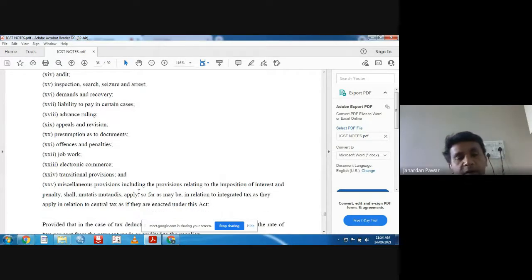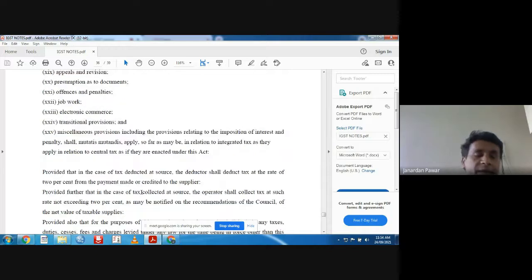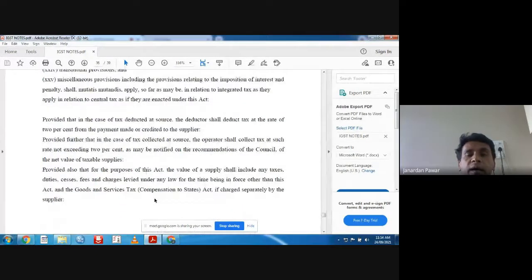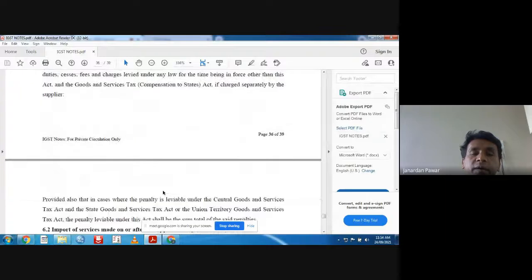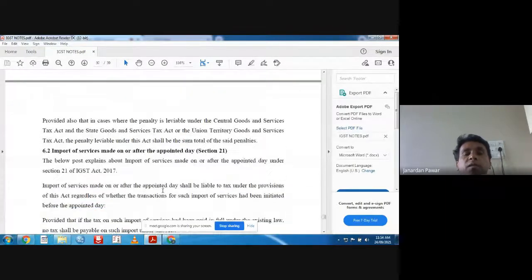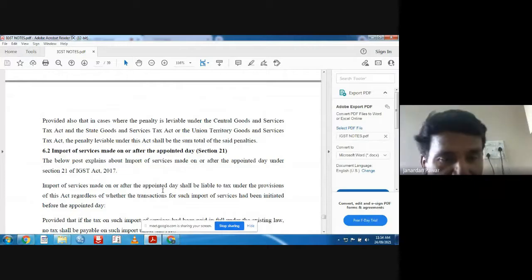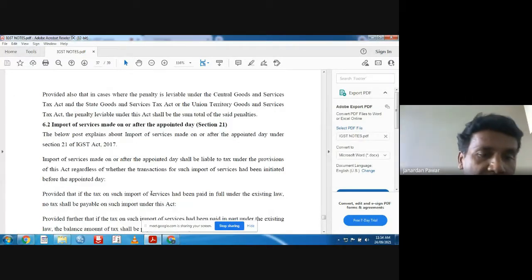So provisions are made for these 25 items under section 20, and those provisions are covered under this particular one. Now we are talking about the next section, that is section 25, and here we are talking about the provisions regarding what we are going to see under this.